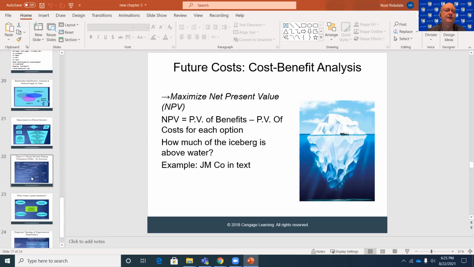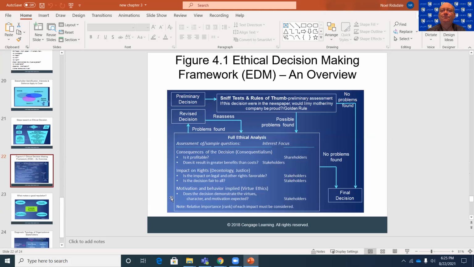And just to kind of wrap up a little bit, I want to draw your attention to this one here, which is the decision flow where you go through, okay? You start out with a preliminary decision. You preliminarily assess this and see, okay, what would happen if this decision were published? Would this be something that would be good for the company generally? Would your mother be proud of that decision? Those are all those kinds of things.